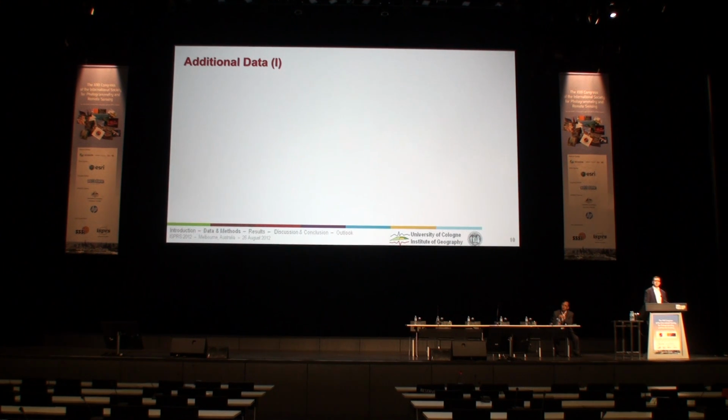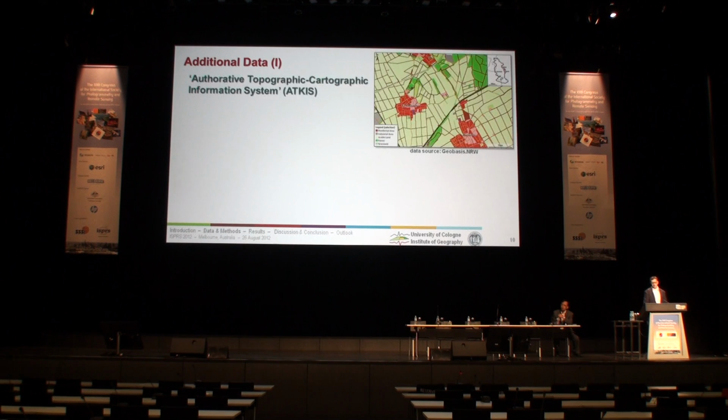Like I said, besides the remote sensing data, there's also additional data available that contains important information. And the first data set we integrated was the Authoritative Topographic Cartographic Information System called ATKIS. That's the digital landscape model for Germany. That is provided in vector data, although on the image it's already rasterized. And this data set is known to have a very high spatial accuracy because it's coming from survey and mapping.